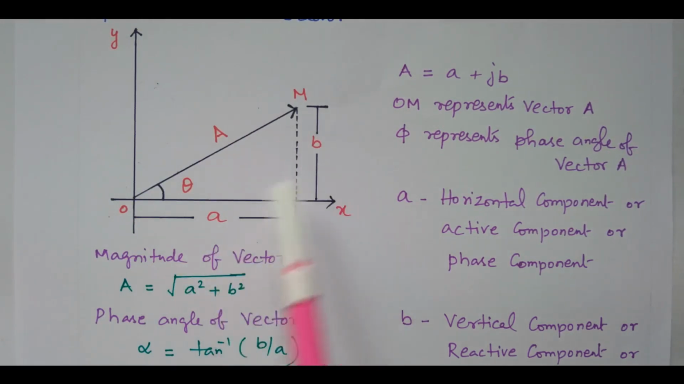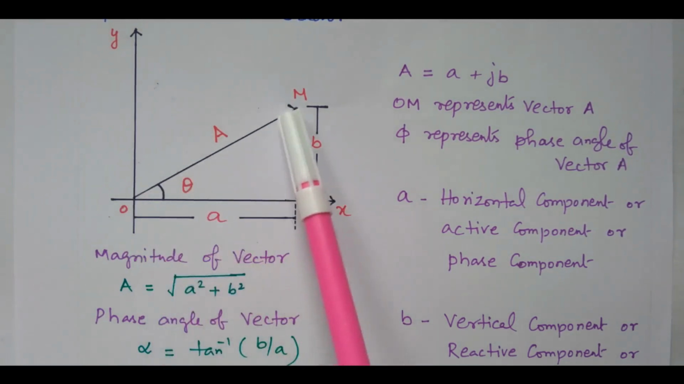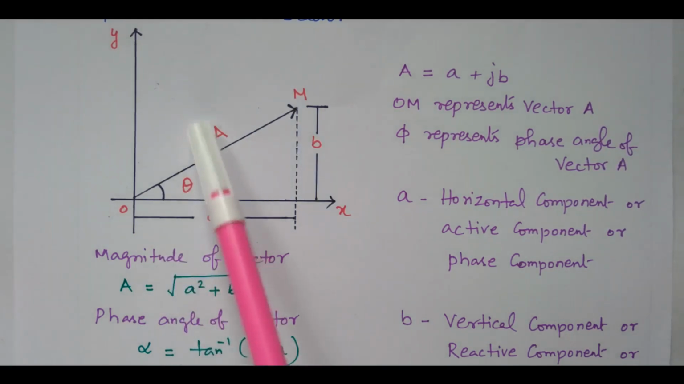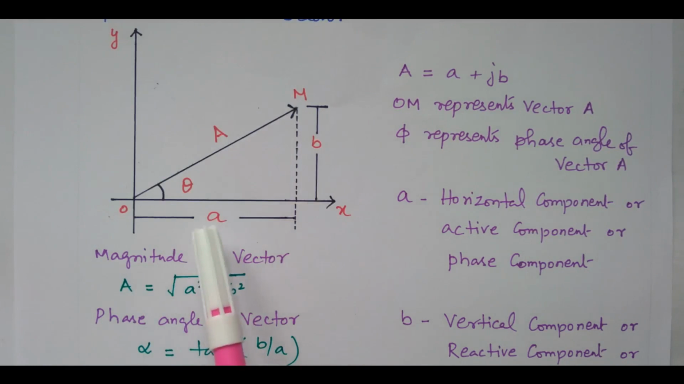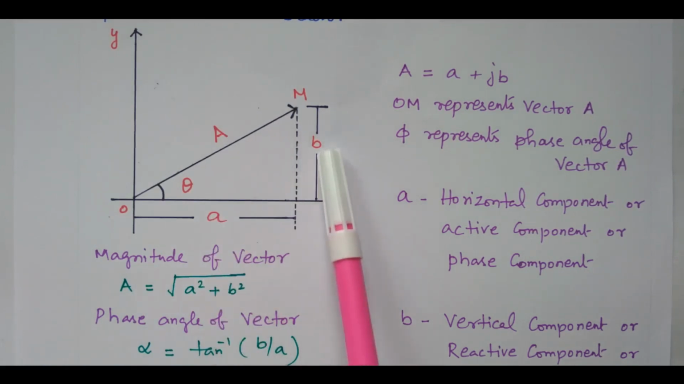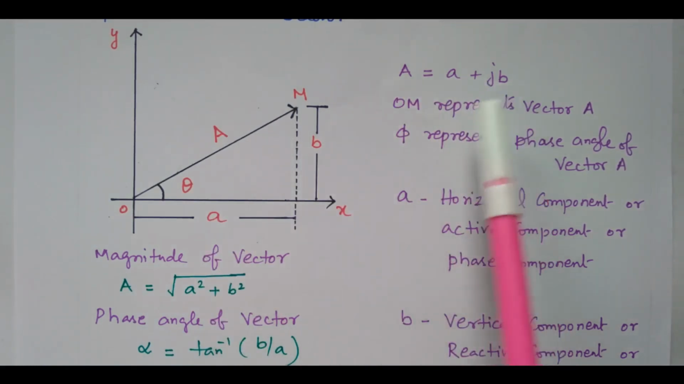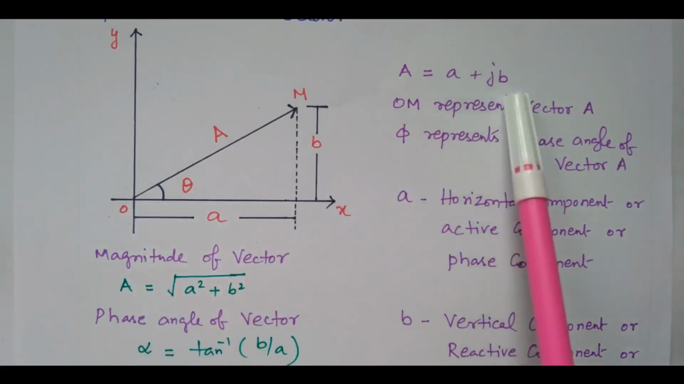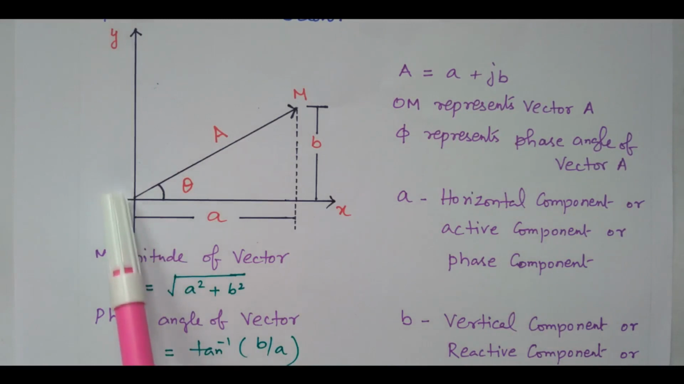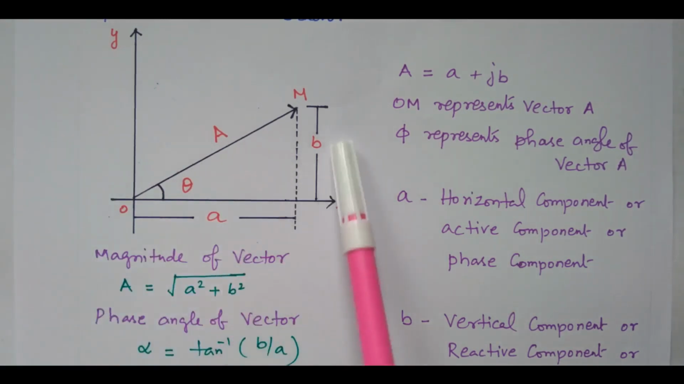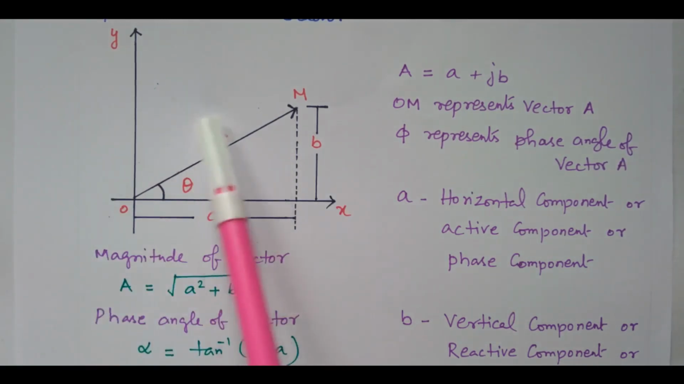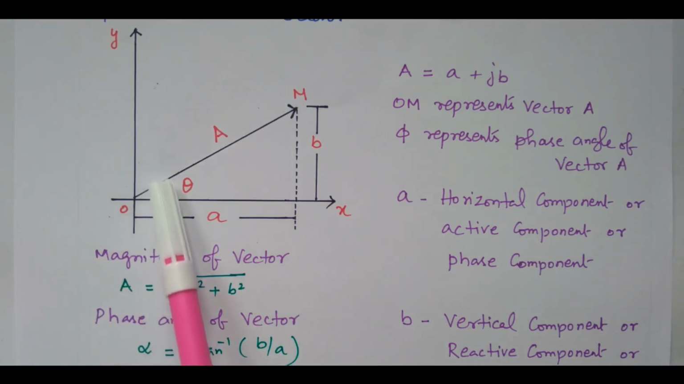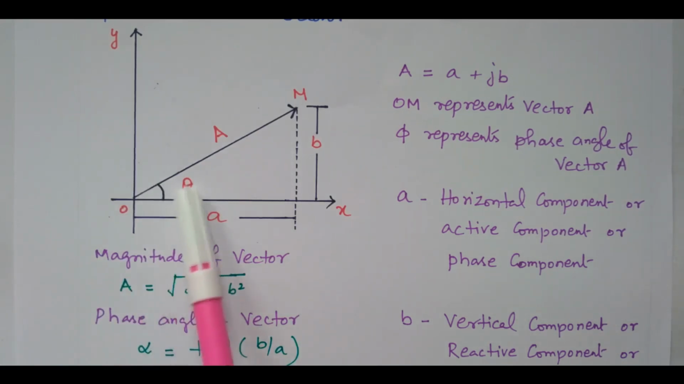So the vector sum of these a and b is nothing but the resultant vector A with a magnitude of A. So A is nothing but the vector sum of small a and b, A equal to a plus b. The a available on the x-axis is the real axis. The b available on the y-axis is called the imaginary axis. The sum of these two is the resultant vector A. So there is an angle between a and A, theta.